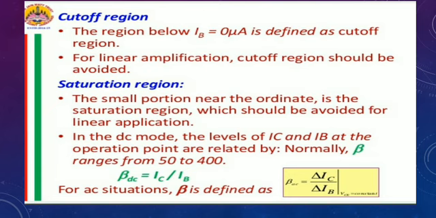related normally by beta, for a range between 500 to 400. The output is nothing but the ratio of changes in collector current to the base current, right? The beta is defined as the ratio of changes in collector current to the changes in base current at constant collector emitter voltage.